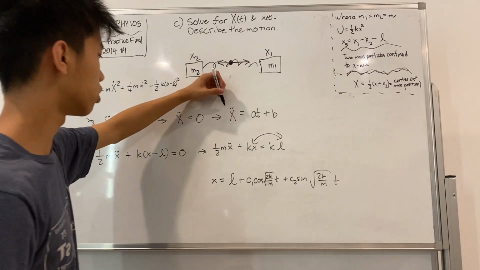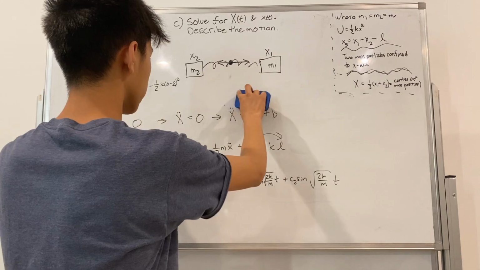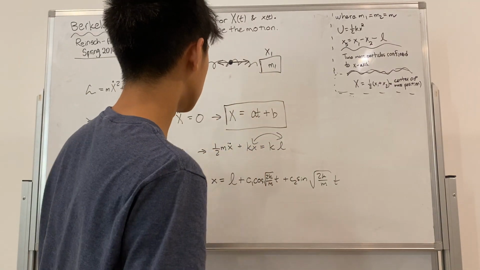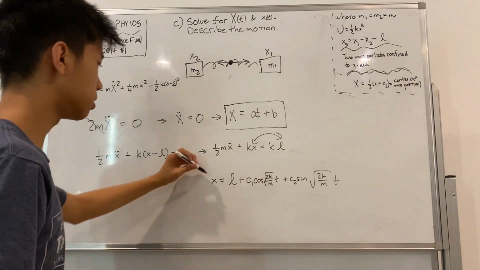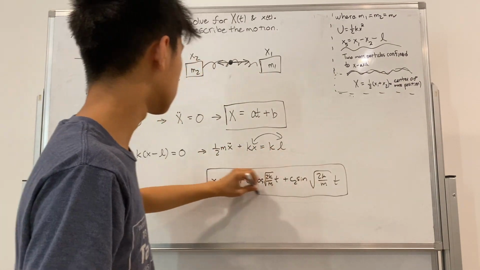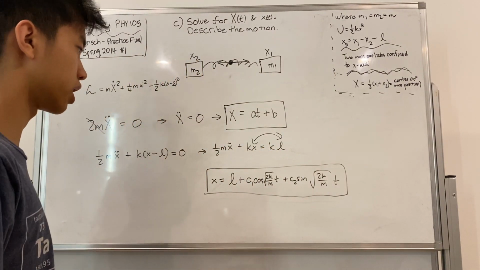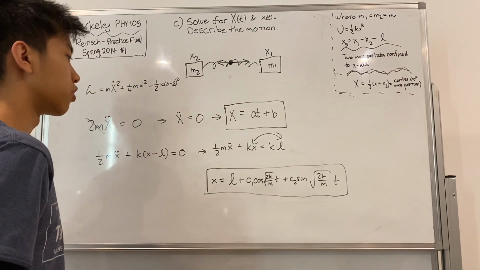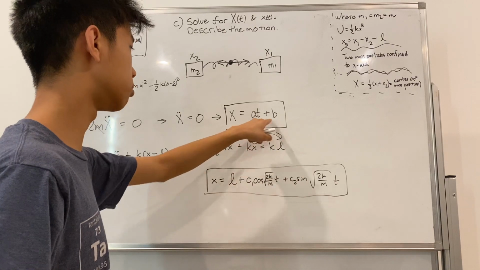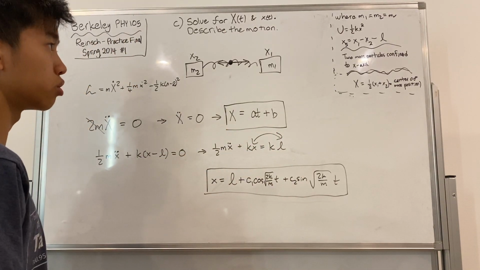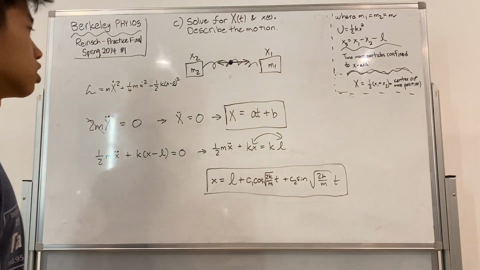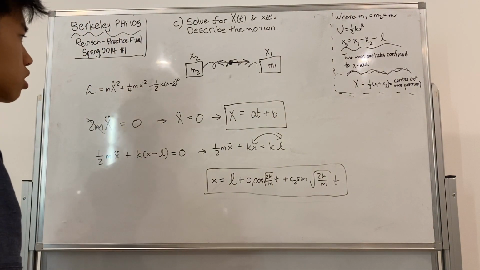Okay, so we now know that, oh wait, shoot, why did I put double prime? We now know that big X equals At plus B, and little x is equal to L plus c1 cosine of square root 2k over m t, and so on. I'm not going to read the rest of it, you can read it yourself. Where c1, c2, A, and B are arbitrary constants that we don't know since the problem did not give any initial conditions.